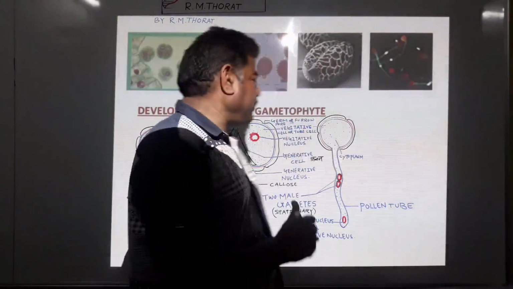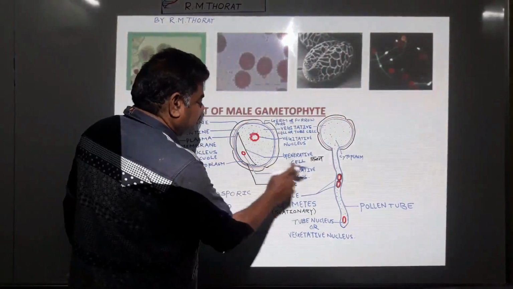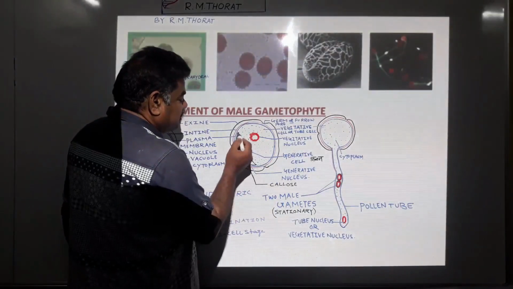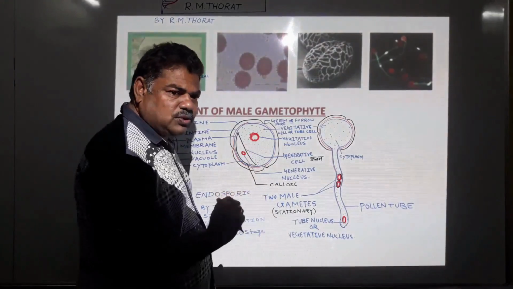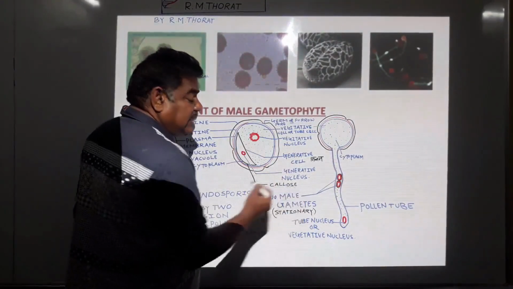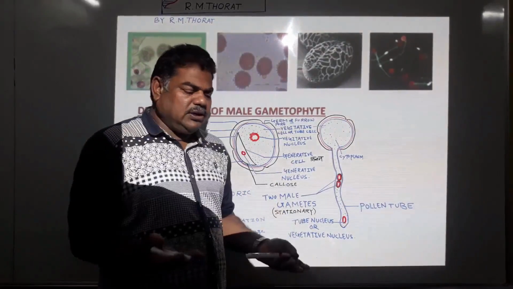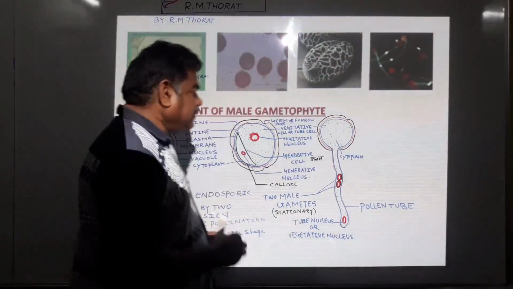See here. This is the generative cell. It consists of a cell wall, but this cell wall is not made up of what? Cellulose. The cell wall of this generative cell is made up of a material we call callose. Callose is nothing but a carbohydrate. Now what happened?